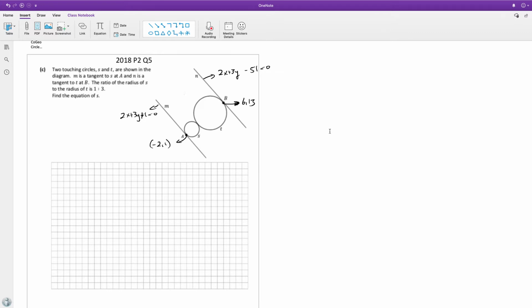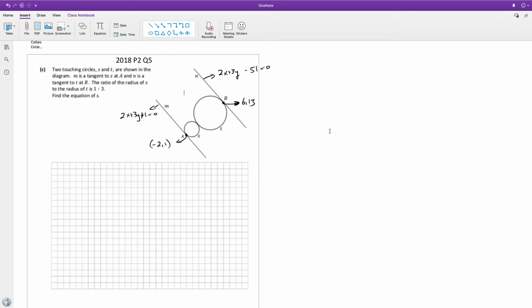Any idea how we're going to get either one of those? What's the easiest one to get? Find the slope of the line, A and B. Get the equation of the line. That wouldn't really help you get the center or the radius. It'll just tell me how to get the line from A to B.